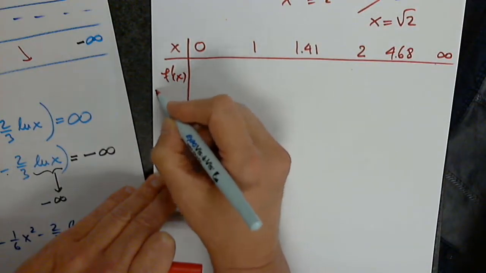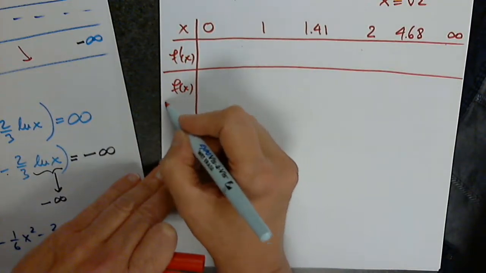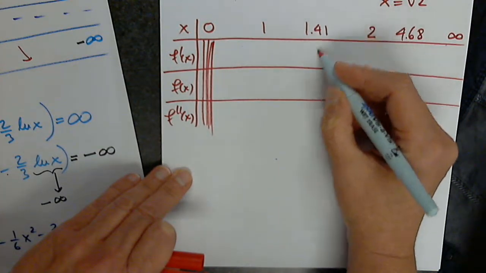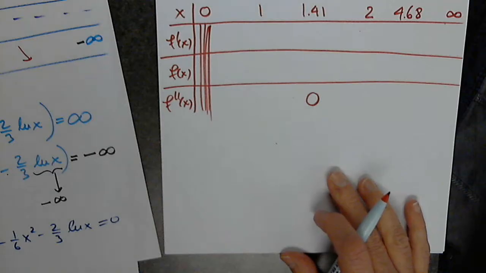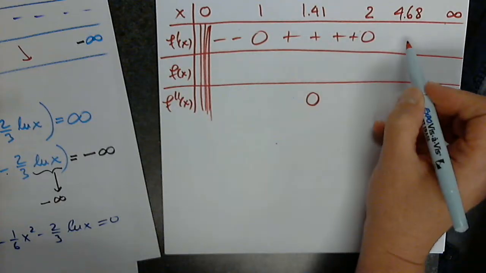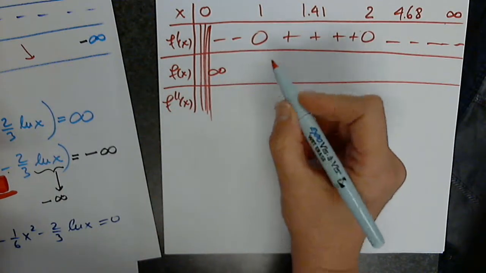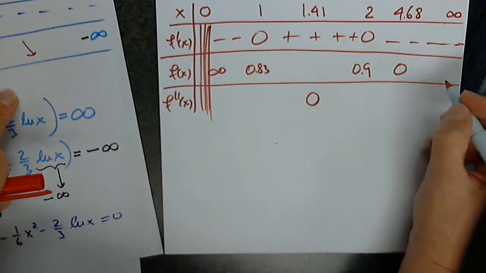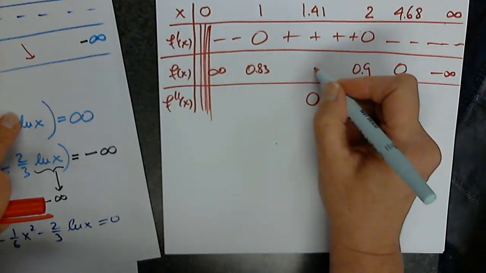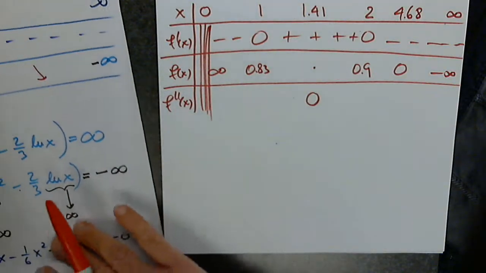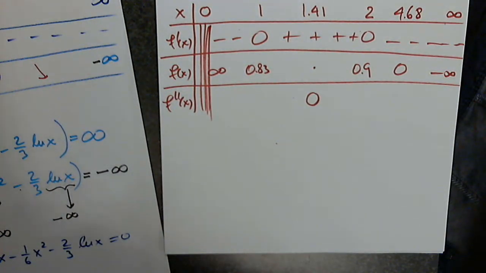Now we'll be more careful. So 0, 1, the square root of 2, which is 1.41, 2, 4.68, and infinity. So at 1.41, the second derivative is 0? Yep. Okay, so I have 0 and 0. I have negative and positive. And I have negative. I have infinity. I have 0.83. I have 0.9. I have 0. I have negative infinity. And now I have to determine this.